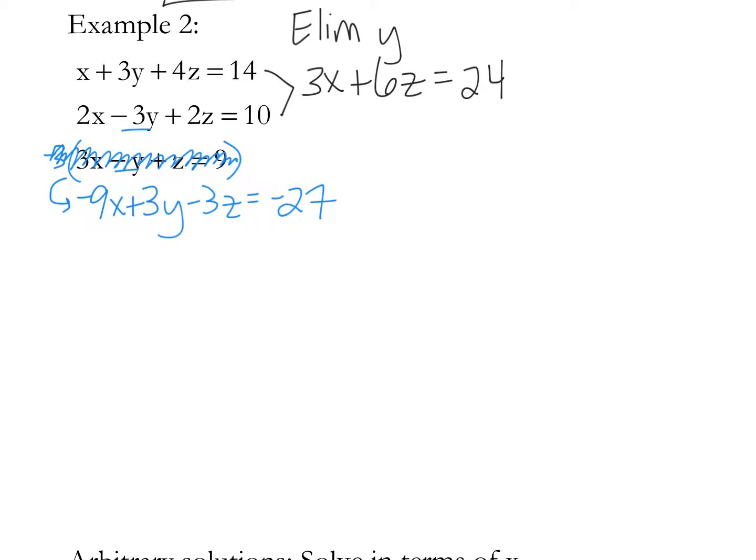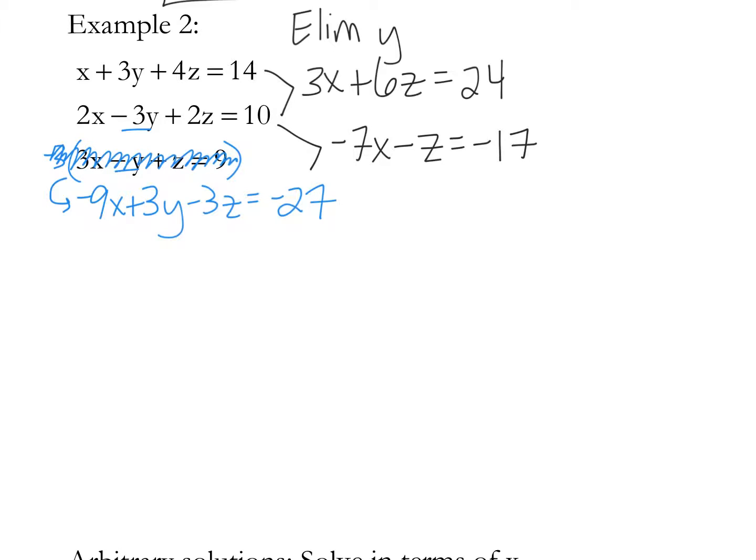I'm going to write that over here so that I can keep everything lined up. So I'm adding 2x and negative 9x, and that gives me negative 7x. And I am adding negative 3y and positive 3y. That cancels. That's what I wanted. Remember, I wanted to eliminate y. I'm going to do 2z and negative 3z, which gives me negative 1z. And when I add 10 and negative 27 together, that gives me negative 17.